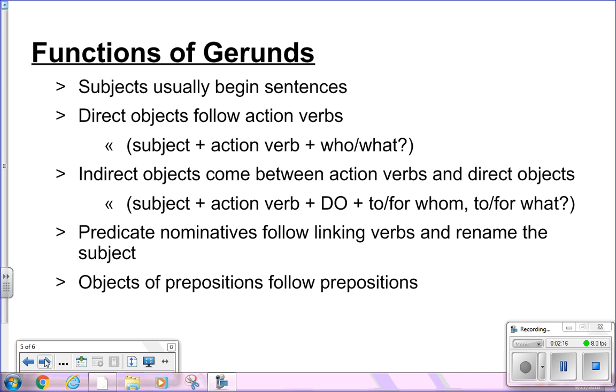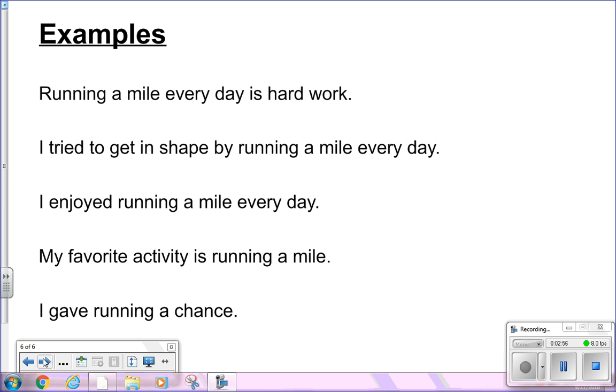Remember that indirect objects come between the action verb and the direct object of the sentence. To find those indirect objects, we find the subject, we find the action verb, we ask who or what to find the direct object, and then we ask to or for whom or to or for what. That will help us locate the indirect object. Remember, the indirect always falls between the action verb and the direct object. Now, if a gerund is behaving as a predicate nominative, it will appear right after a linking verb, and that gerund is going to rename the subject of the sentence. And objects of prepositions follow prepositions. So if you see a gerund preceded by any preposition word, it is the object of that preposition.